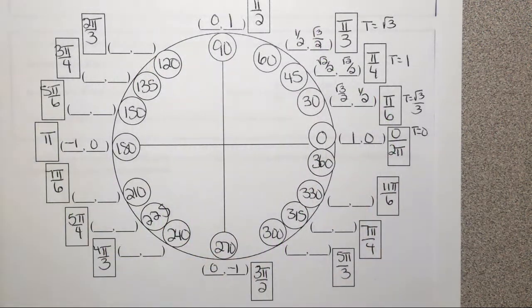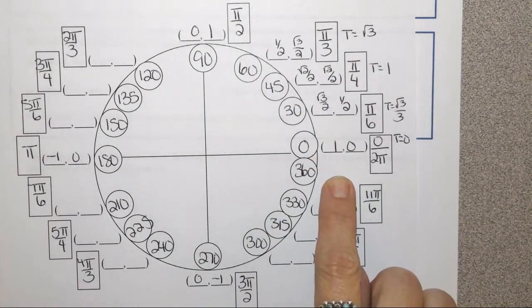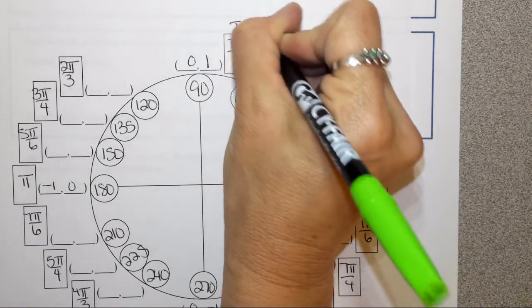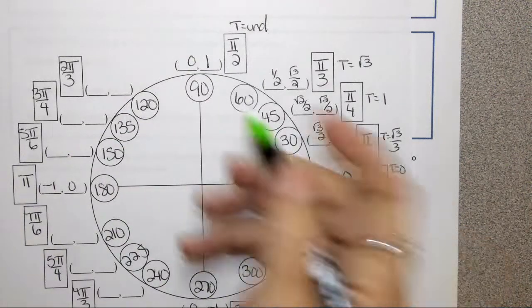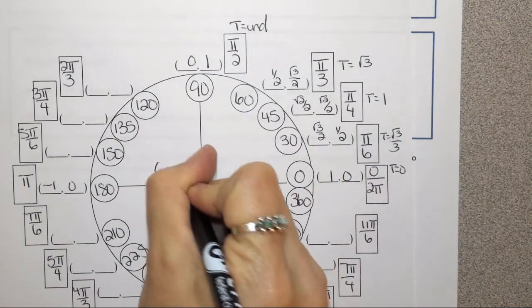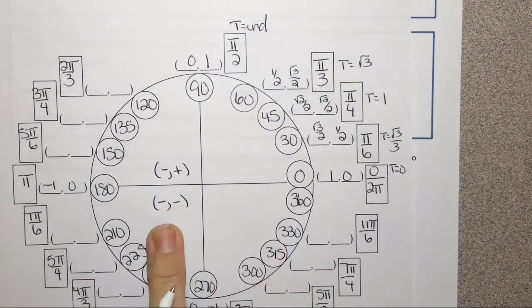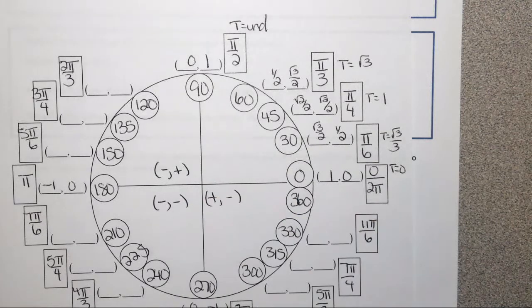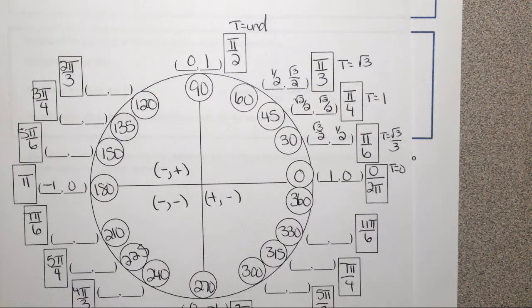If you'll notice, I filled in all my degrees. I filled in all my radians. But I only filled in the ordered pairs for quadrant 1, and I only filled in the tangents for quadrant 1. Because I know if I know quadrant 1, I really know all of them. I just have to remember that I'm negative, positive in quadrant 2, negative, negative in quadrant 3, and positive, negative in quadrant 4. But it's up to you. If you'd rather fill every single thing in, then that's what you need to do.